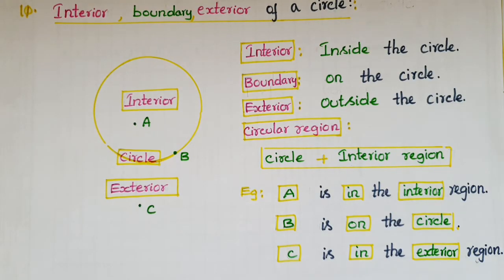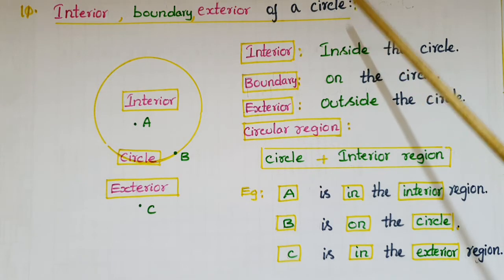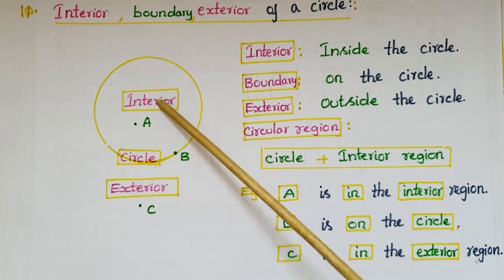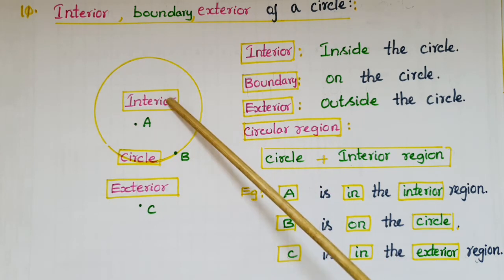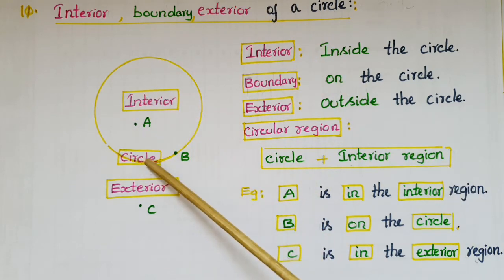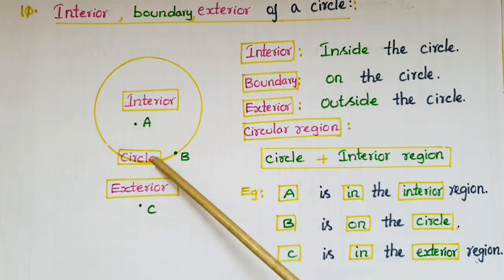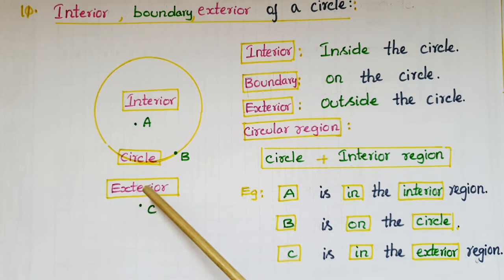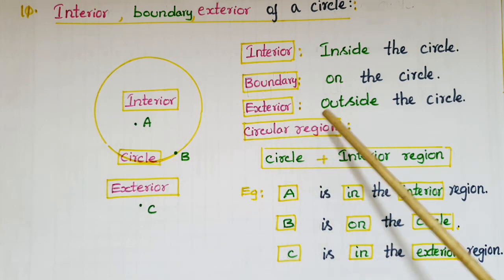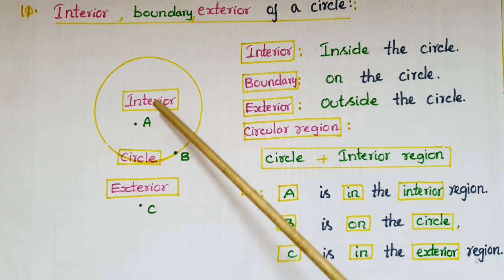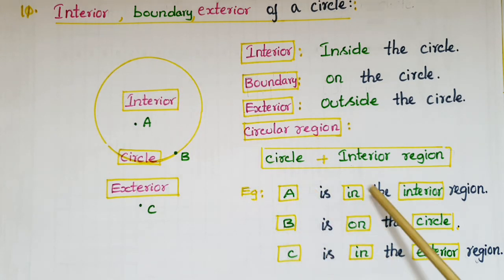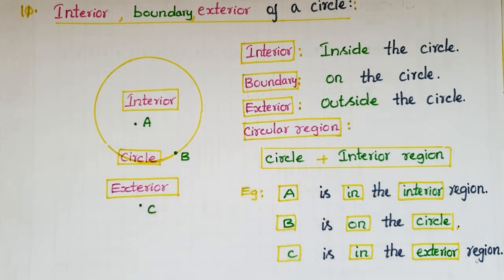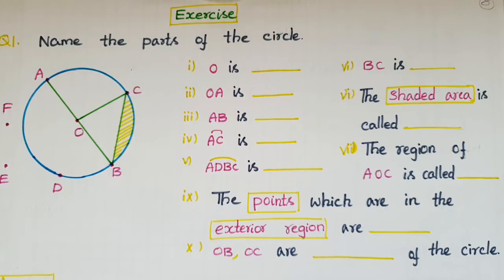Next, I am going to tell about the interior, boundary and exterior of a circle. If you take a circle in a plane, it divides the plane into three parts. The first one is the interior of the circle. Interior means inside the circle. Next one is the boundary of the circle. So this is the boundary of the circle. This is the second part, and next one is the exterior. Exterior means outside the circle. So this is the exterior of the circle, and the circular region includes the boundary of the circle plus the interior of the circle. So here A is in the interior region, B point is on the boundary, and C is in the exterior region. Now do this exercise.